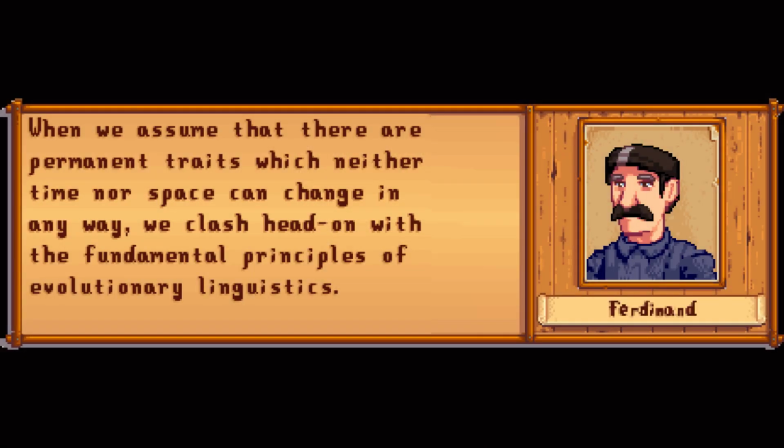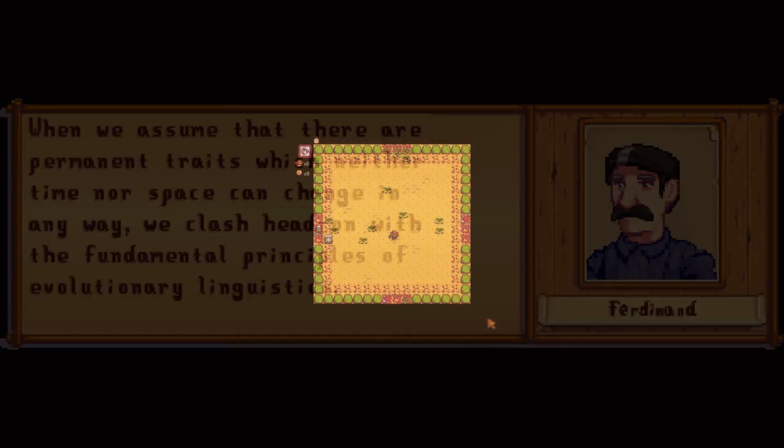Saussure begins by again underlining that language is not directly controlled by the minds of speakers. Here, he has a bone to pick with the notion of organizing languages according to linguistic types. To do so, in his eyes, is to act as if linguistic change is stable, when, as he has shown throughout this book, it is anything but. To borrow his words, when we assume that there are permanent traits which neither time nor space can change in any way, we clash head-on with the fundamental principles of evolutionary linguistics.